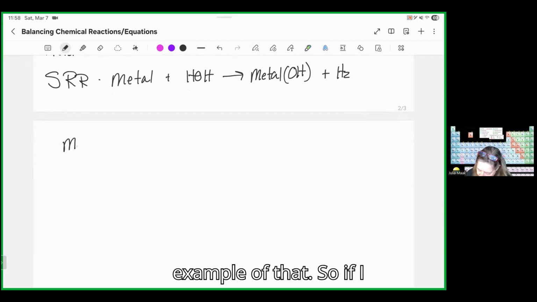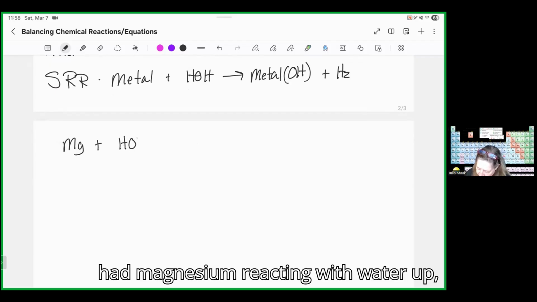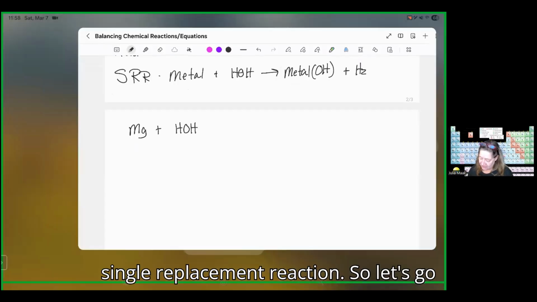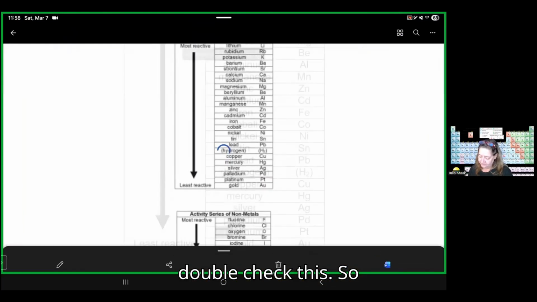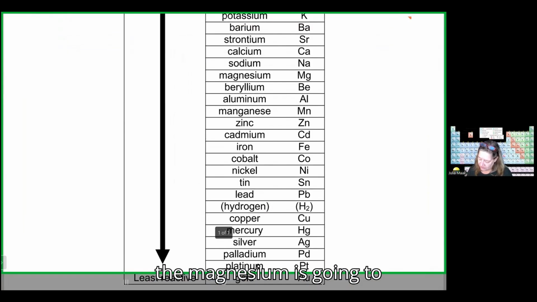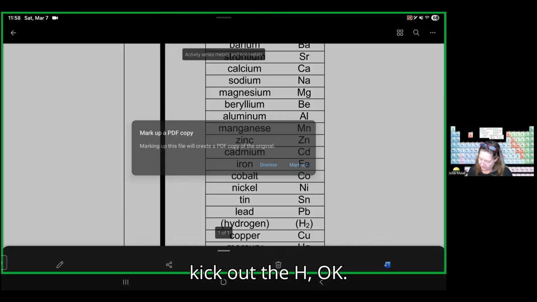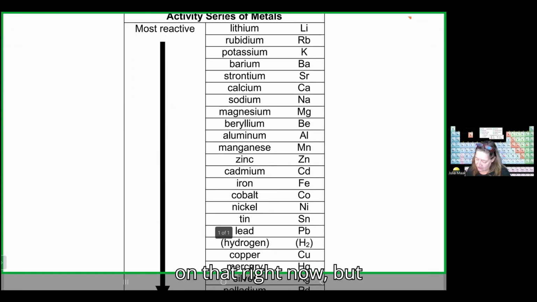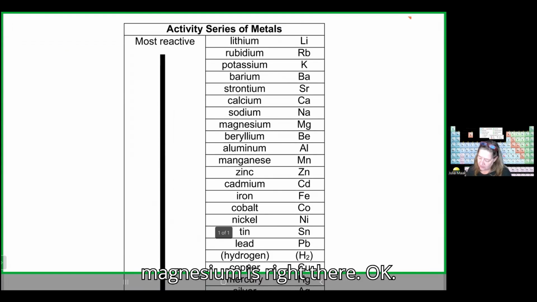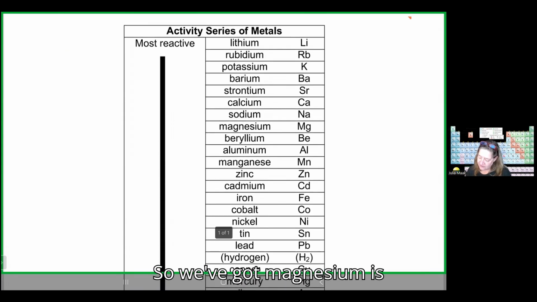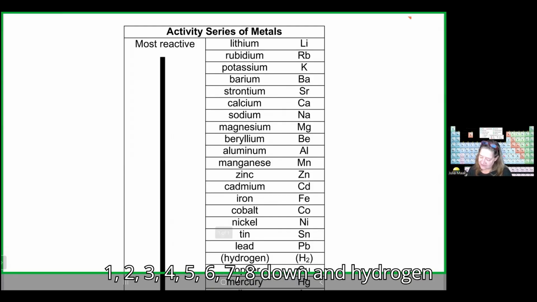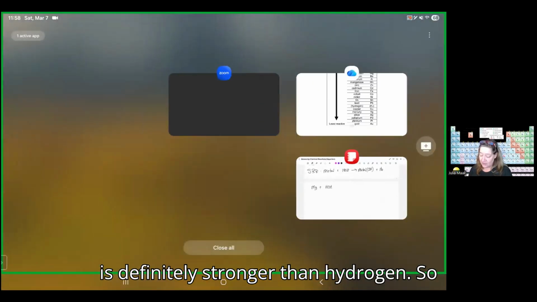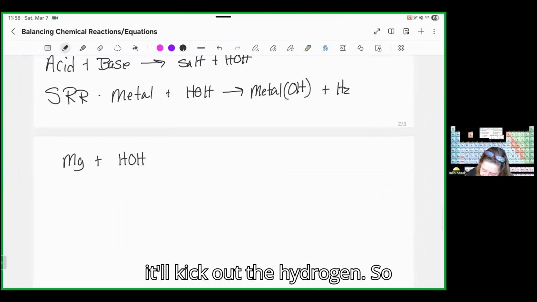So if I had magnesium reacting with water, oh, single replacement reaction, right? So let's go double check this. The magnesium is going to kick out the H. Magnesium is 1, 2, 3, 4, 5, 6, 7, 8 down, and hydrogen is way down here. So magnesium is definitely stronger than hydrogen, so it'll kick out the hydrogen.